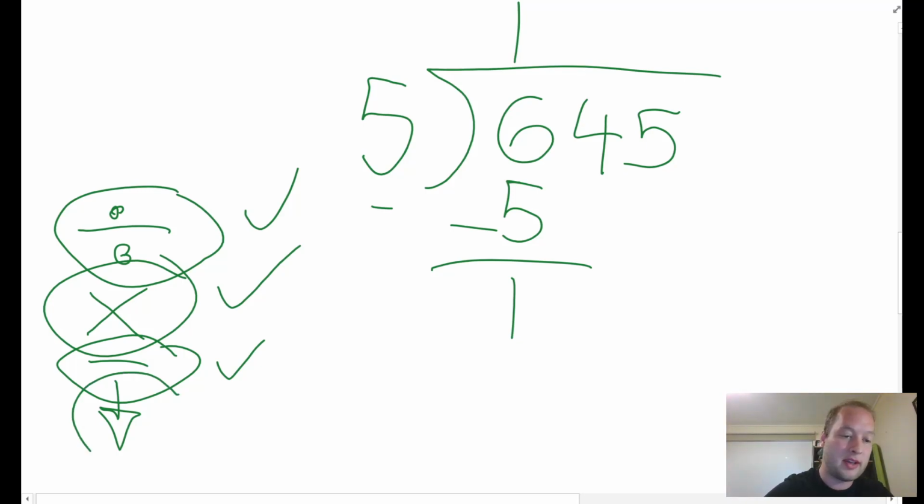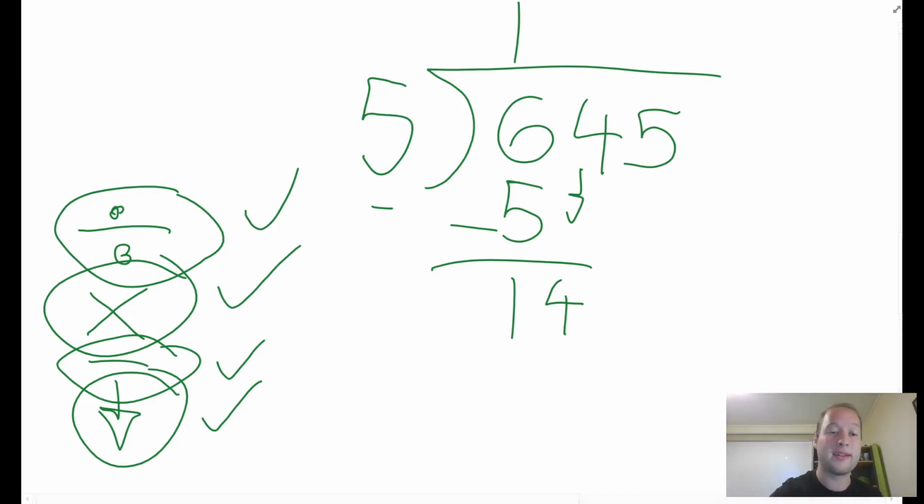Our final step is drop down. So we look at our question and we drop down the next number to the right and bring it down here. I'll try it again because my finger is a bit stubby today. So we've now got 14 as our new number that we're going to start with rather than 1. So we go back to division. 5 divided into 14, or the question actually is 14 divided by 5.